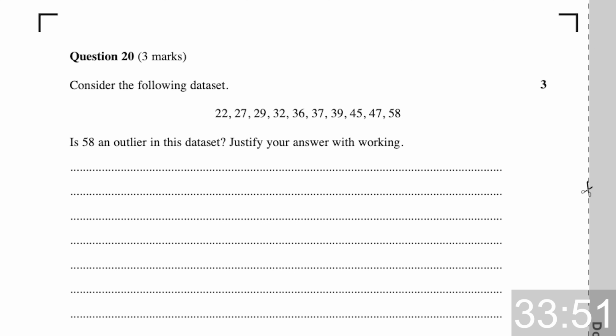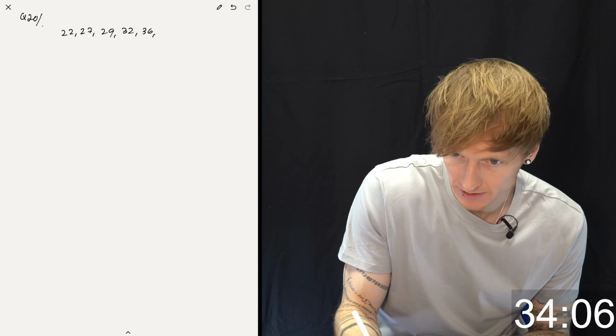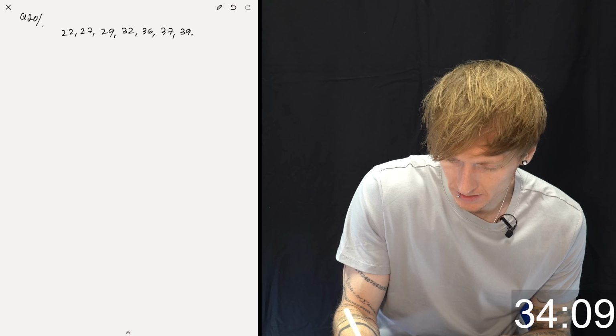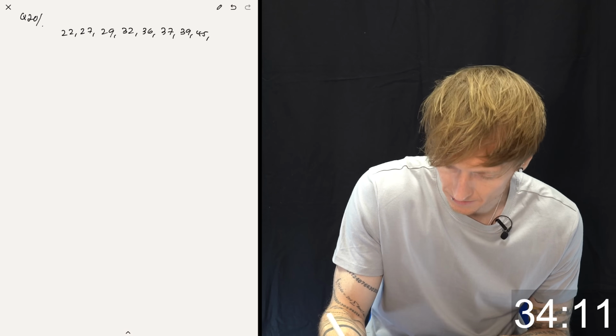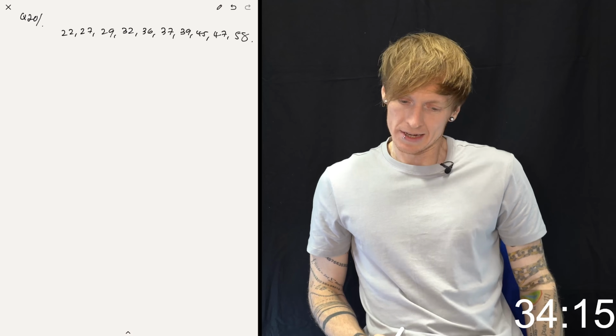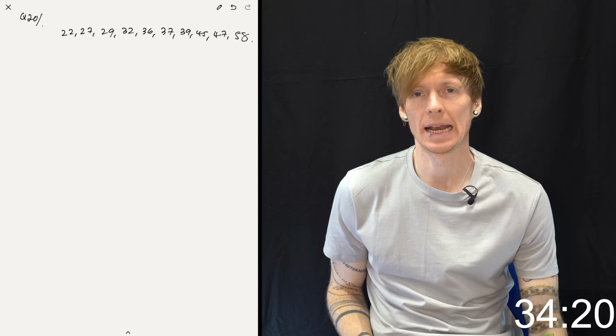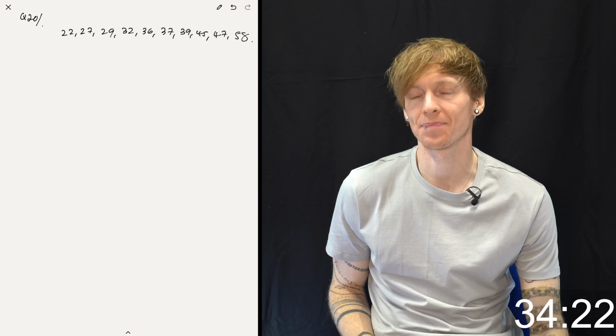Question 20. What are we doing now? We have a data set. Consider the following data set. Is 58 an outlier? All right, well, let's write it out. 22, 27, 29, 32, 36, 37, 39, 45, 47 and 58. So it's bigger than most of the others, but an outlier means it's like really far away.